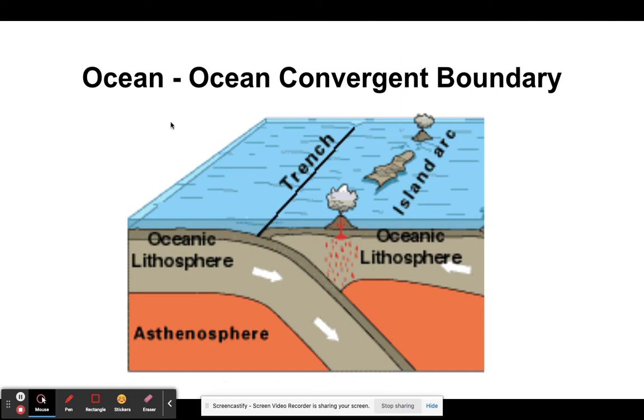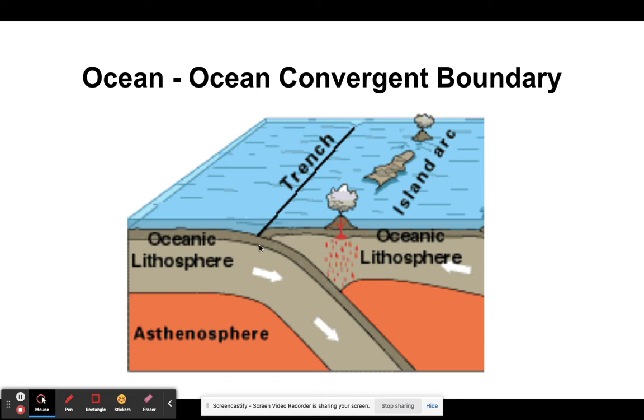The next thing we have is the ocean-ocean convergent boundary. Again, convergent means moving into each other, heading towards each other. They're converging or colliding. And here we have ocean versus ocean. Now, the actual waters aren't what's colliding, really. We're talking about the rocks underneath, right?